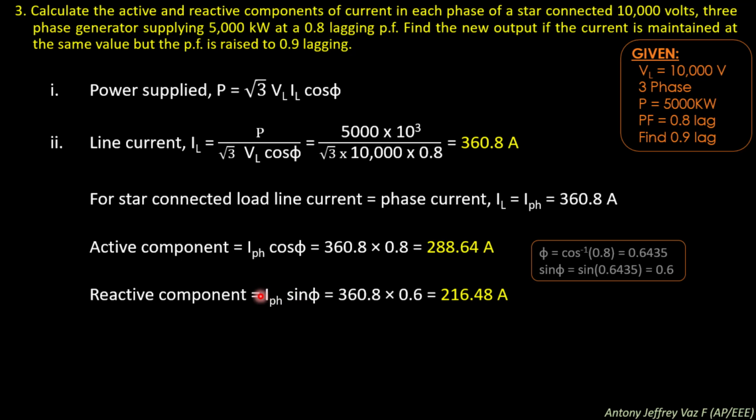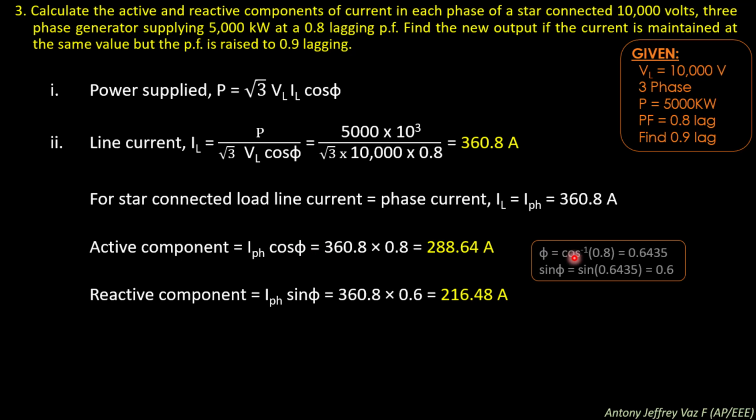So the reactive component. To find the reactive component, you need to multiply the phase current with sin pi. Here you know the I phase is 360.8, but you don't know the sin pi value. To find the sin pi value, you need to do a simple calculation. Here pi is equal to cos inverse of 0.8. Here you know cos pi is 0.8. So now you are going to find pi.